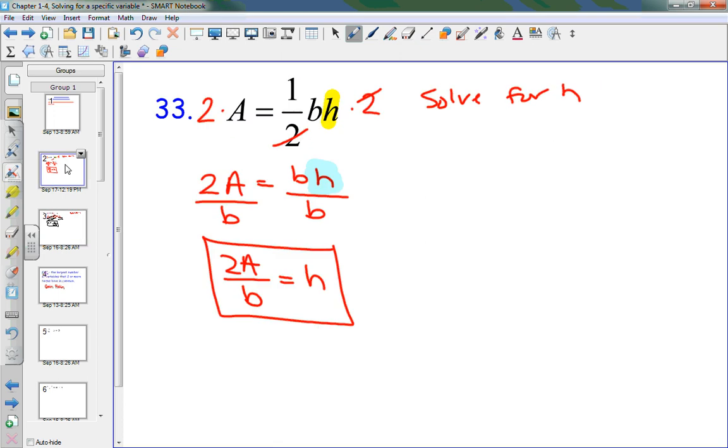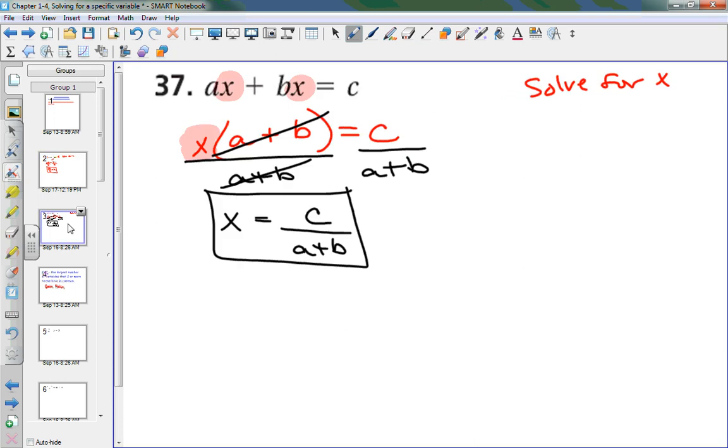Now, backing up, you're going backwards. I have h. There was only one h, so I didn't pull out a GCF. Looking at this one, there's 2 x's. So I needed to get my x's on the same side, which they already were. And then I went fishing, and I pulled out what was in common, which was the x, and I was left with the chunk of a plus b attached to it, and that's why I divided by it.